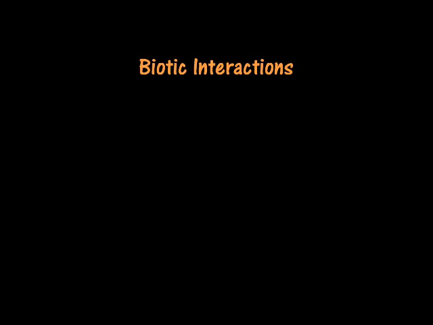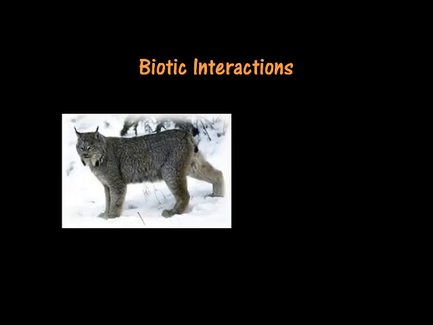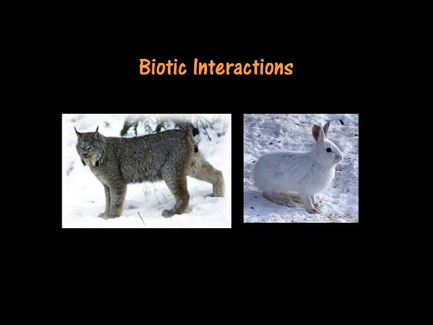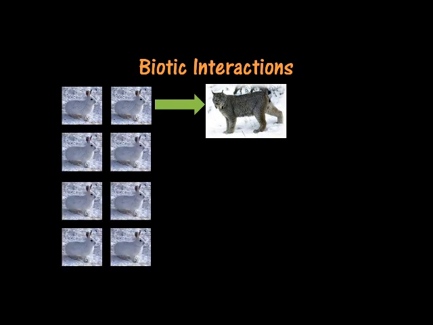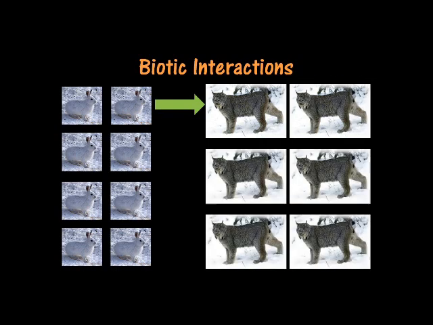Predator and prey relationships are another very important type of biotic interaction. An example is the Canada lynx and the snowshoe hare. The Canada lynx eats only snowshoe hares, and the snowshoe hares can only be caught by the Canada lynx. This predator-prey relationship needs to be in balance. If there are a lot of snowshoe hares, then the Canada lynx population will be large as well, because they have a lot of food to eat.